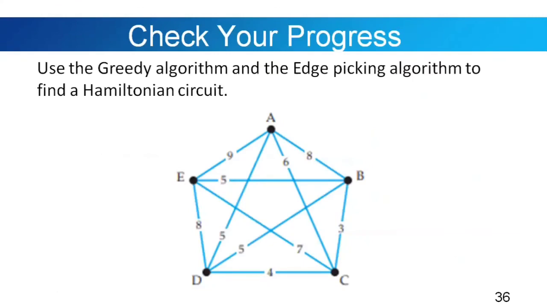Check your progress. Use the greedy algorithm and the edge-picking algorithm to find a Hamiltonian circuit for this graph.